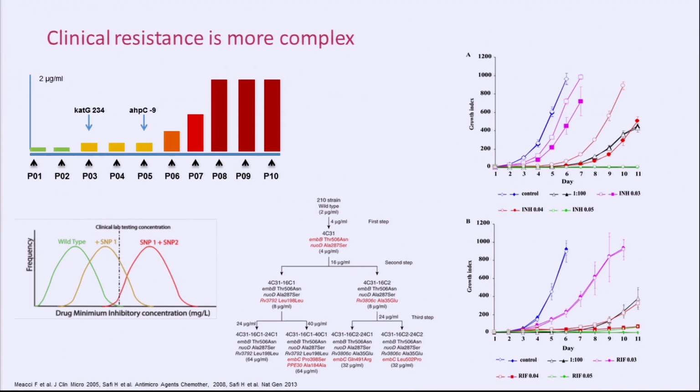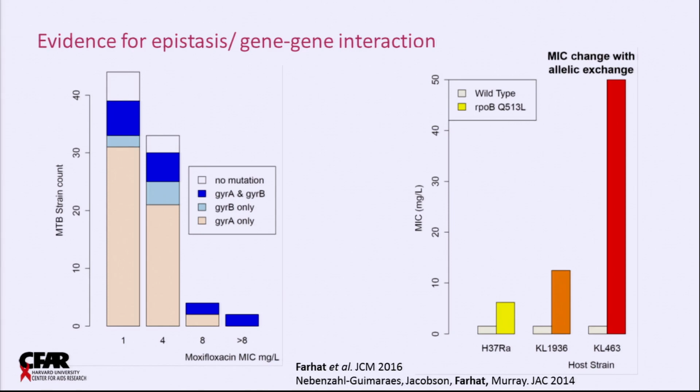And so what's emerging is a situation where there are interactions between mutations that eventually result in the observed MIC in the strain. And this is evidence from different data sets. Again, this is for rifampicin, where you have this RPOB, this is the E. coli numbering, Q513L introduced into 3 different strains of 3 different backgrounds.